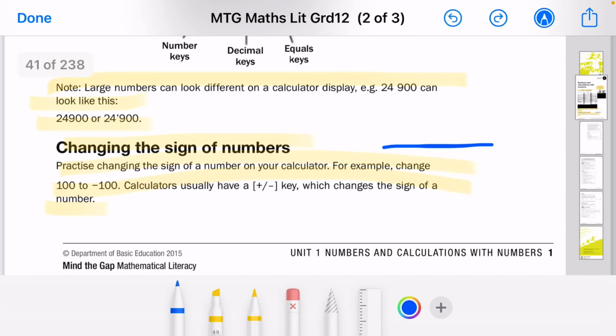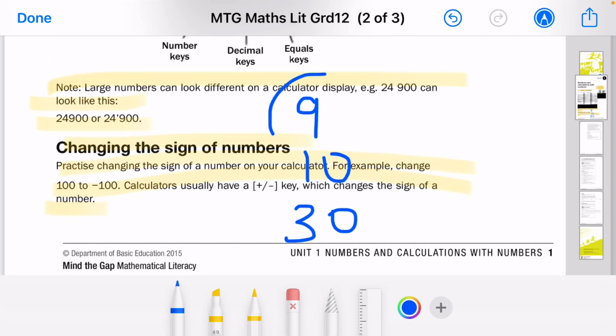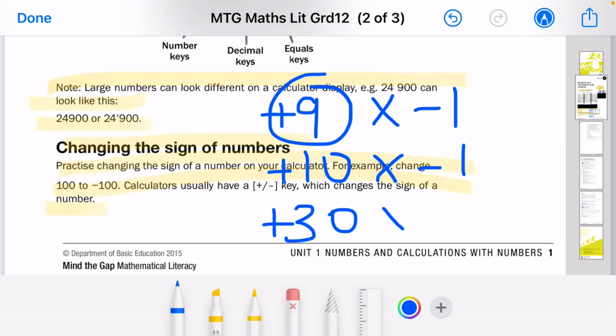Okay, so ladies and gentlemen, without you having to refer to a calculator, you need to be able to understand that when you've got 9, when you've got 10, ladies and gentlemen, when you've got 30, this is a positive number, okay, which is positive 9. This is positive 10. This is positive 30. For you to convert, ladies and gentlemen, a number to a negative number or a positive number, you just multiply that same number by -1. Okay, you just multiply that same number by -1.